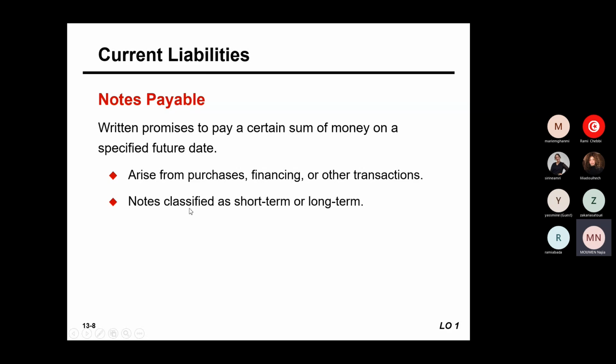Okay, so it can be classified as short-term or long-term, depending on what? Depending on the maturity date of the notes. Notes can also be interest-bearing or zero interest-bearing. Meaning we can explicitly show the amount of interest, or if it is zero interest-bearing, it is implicitly bearing interest. One of the major differences between accounts payable and notes payable is that with notes you will have to pay interest on the money owed.